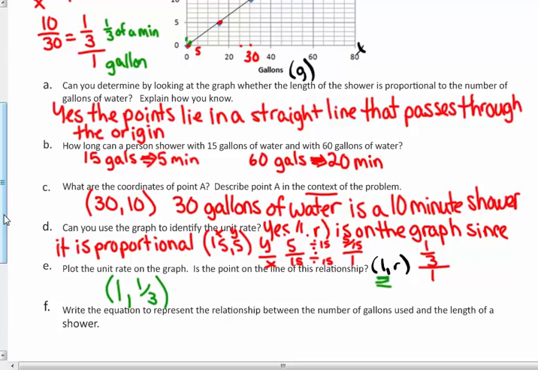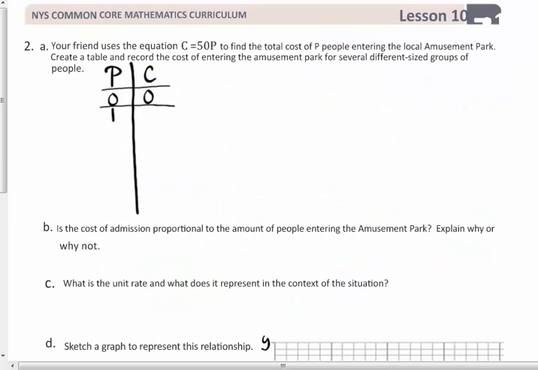Write the equation to represent the relationship between the number of gallons used and the length of the shower. Okay, so Y equals my constant of proportionality, 1/3 times X. Y equals 1/3 X. Or, since they used M for minutes, my minutes that I get is 1/3 times my gallons. Next page. Last one, number 2, example number 2.